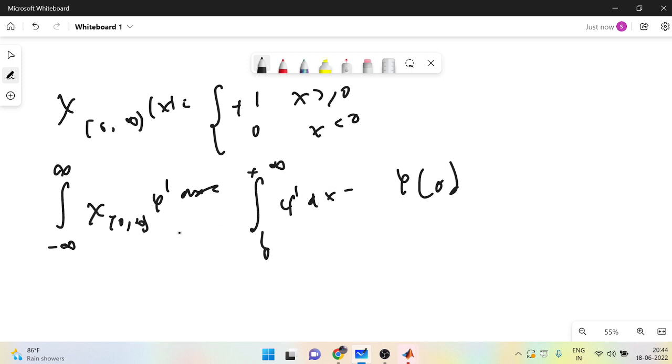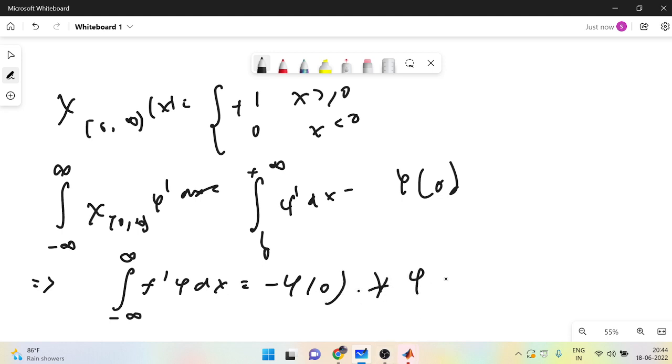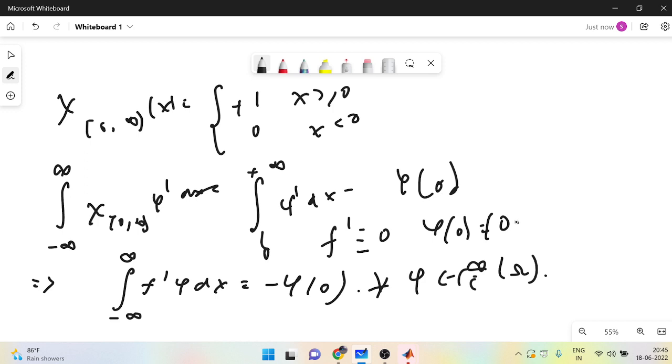So if basically considering the test function with phi of 0 equal to 0, it follows that, if the weak derivative exists, then it will satisfy minus the integral of f dash phi dx equals minus phi of 0 for all phi belonging to C_c infinity of omega. So considering all the test functions with phi of 0 equal to 0, it follows that f dash must be 0 almost everywhere. But then this gives a contradiction for the test function with phi of 0 not equal to 0. So basically the step function does not have a weak derivative.